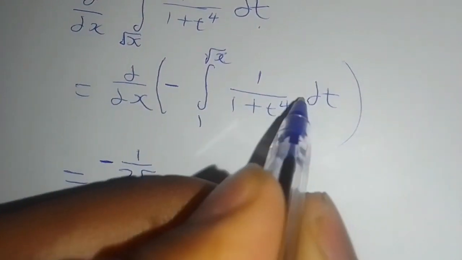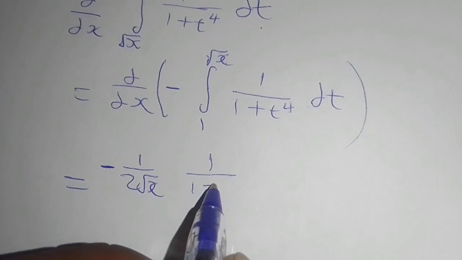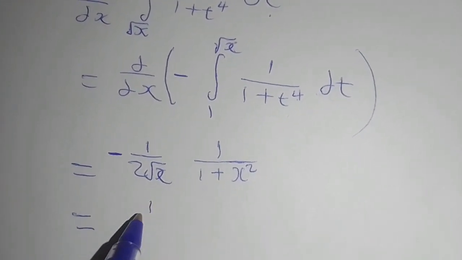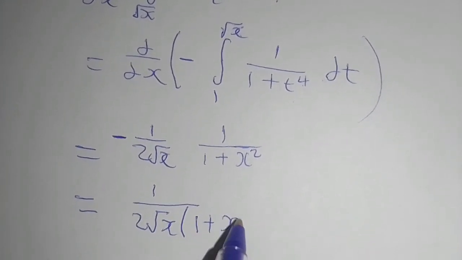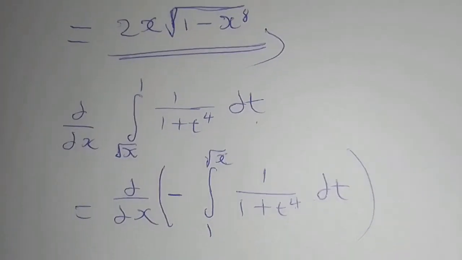Then you plug in root x, so root x to the fourth will be x squared. That means you're going to have 1 plus x squared. You can further rewrite it as negative 1 over 2 root x times 1 plus x squared. So that's how it's done.